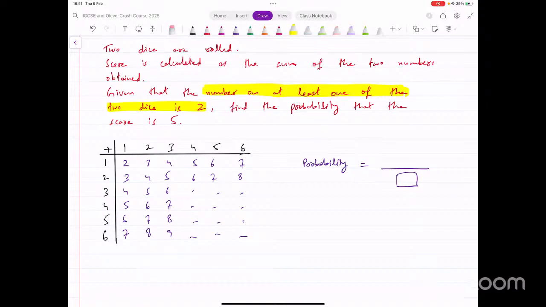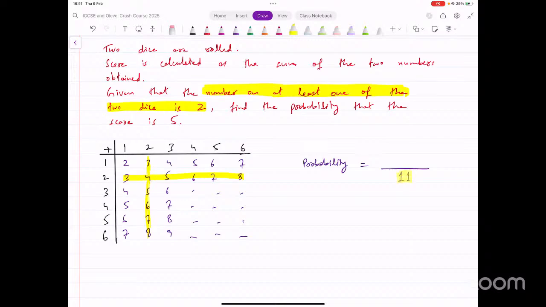Now, how many outcomes are these? For at least one of the two dice is showing a 2, there are these outcomes and these outcomes. In these cases, either one number is 2 or the other number is 2. What's this total number? This total number is 11, right? You can count them: 6 here, and then 1, and then 4, 5 here. That's 11. The denominator here is going to be 11.